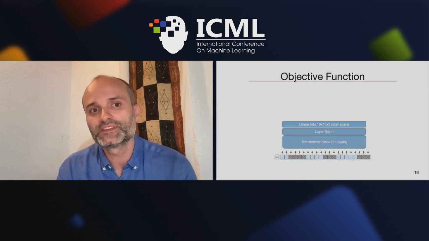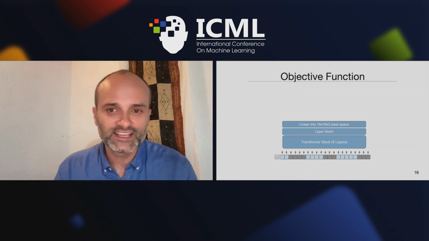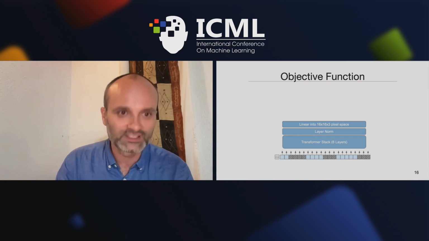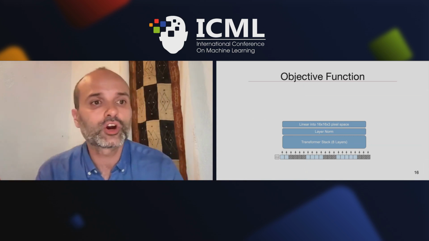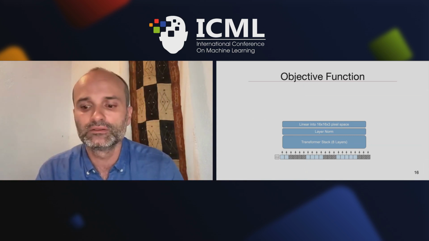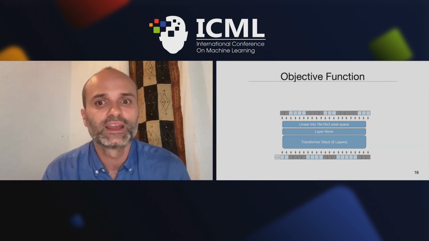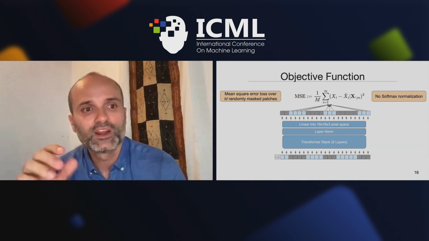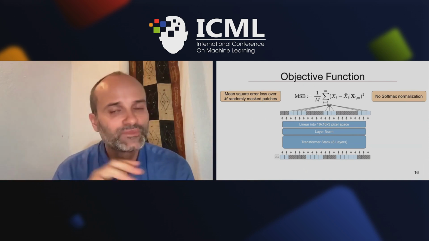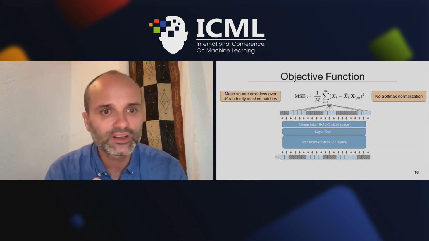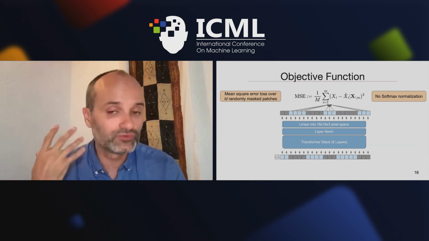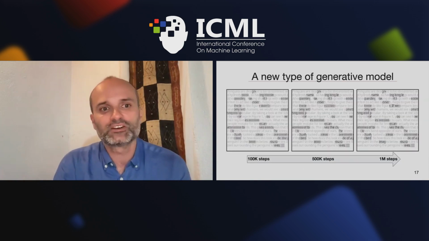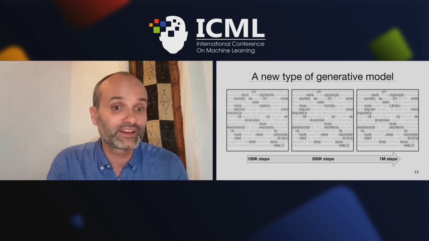And finally, in terms of the objective function, like I said, we have the outputs of the transformer encoder. They go into a transformer decoder stack. Then we have a layer norm and a linear projection into 16 by 16 by RGB space. From this, we train the model with a mean squared error objective over the randomly masked patches. There's no softmax normalization anywhere here, and the model is just trying to reconstruct everything at the pixel level. So we end up with a new type of generative model of language based on pixels.